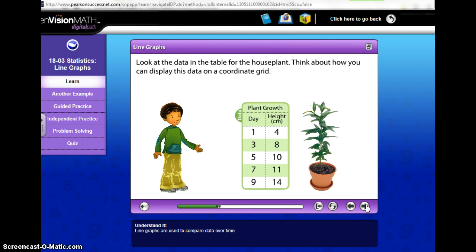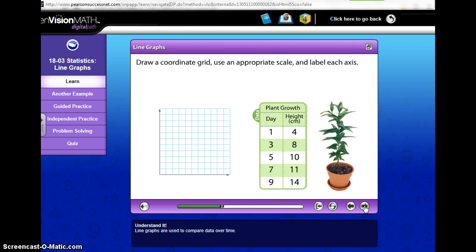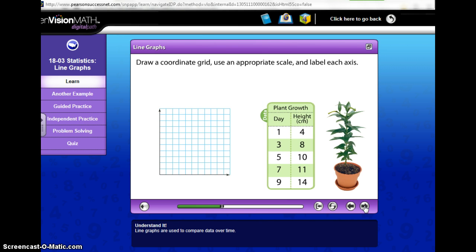Look at the data in the table for houseplants. Let's think about how we would put this on a coordinate grid, okay? So here's our coordinate grid, like what we worked on last week. So we know that what coordinates go in the bottom left corner right here? What do we put there? Emma, a 0. What do we call that 0? Starts with an O.